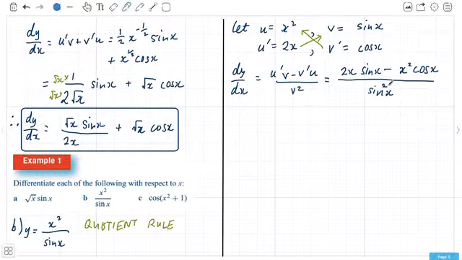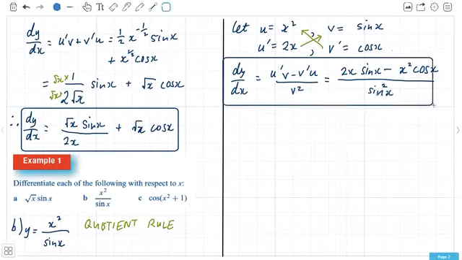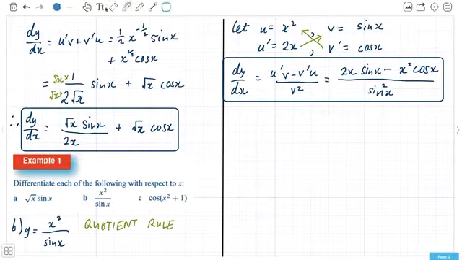and all of that is over v squared, which is sine x squared. In terms of what you can do with that, there's really not particularly much. You could split it up, I suppose, but really I'd leave it. You'd be introducing cot and things, but that's really fine to leave it that way. So that's your quotient rule, the rule you use when you have fractions.